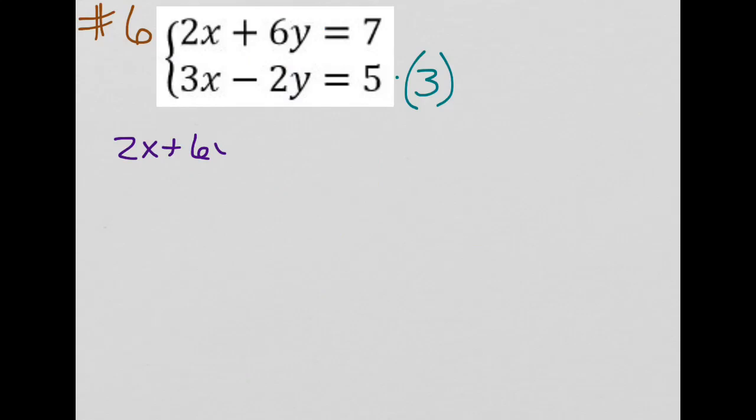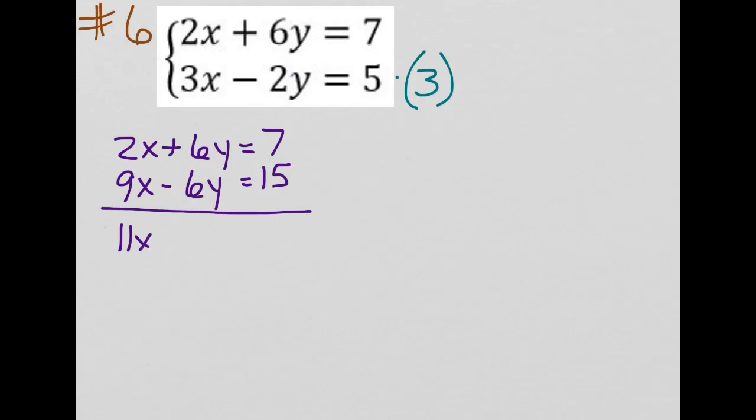2x plus 6y equals 7. Multiplying the whole row by 3, 3x times 3 is 9x. Negative 2y times 3 is negative 6y. And 5 times 3 is 15. Now it's time to add both equations together. 2x plus 9x is 11x. Adding those y's together gives me a 0, and 7 plus 15 equals 22.